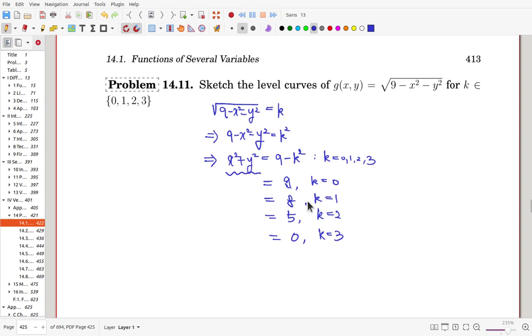For this case, we have now the circle of radius 3. Okay, so that's when k is 0. And when k is 3, then x squared plus y squared is 0, so that will make it just a single point. So that is when k is 3.